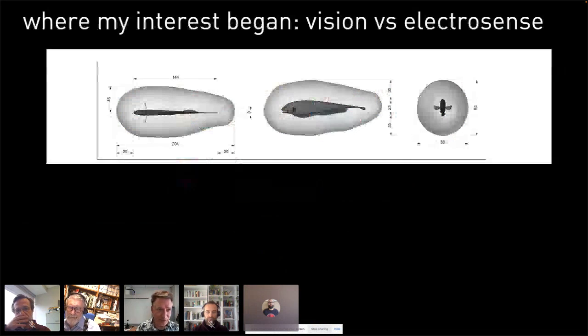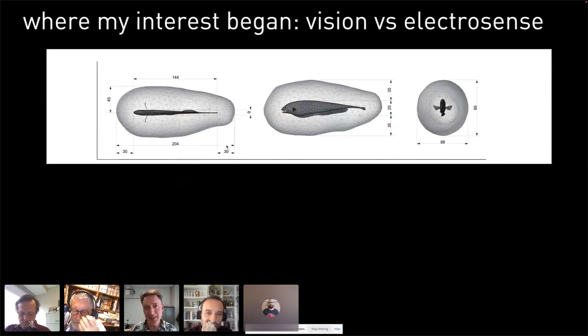So where my interest in this began, on a personal note, is that I've done a lot of work characterizing the sensory envelope of weakly electric fish, and they hunt prey at night in dark waters. This is their detection envelope for one of their favorite prey, Daphnia magna, a water flea. You see it's about 200 millimeters long and about 90 millimeters wide, and it's cylindrical. It's omnidirectional. A little bit weird. It's sort of like having a retina stretched across your entire body, but that's electrosense for you.